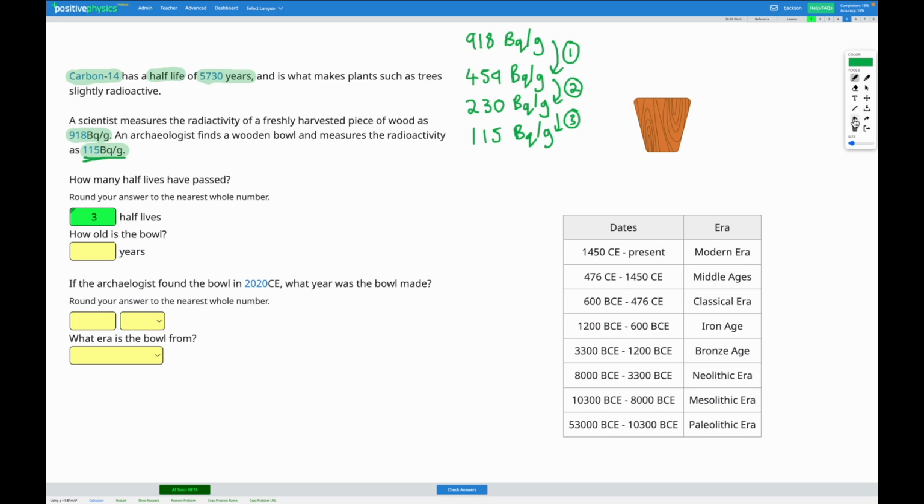Next, to answer how old is the bowl, we're going to take the number of half-lives and multiply it by the half-life of carbon-14, which is 5,730. So we've got 3 half-lives multiplied by 5,730, which gets us an age of 17,190 years. So we can go ahead and fill that in our answer box here.